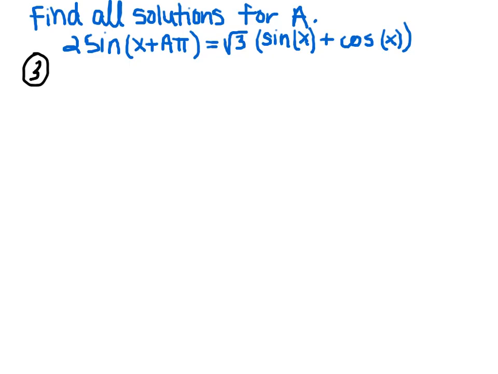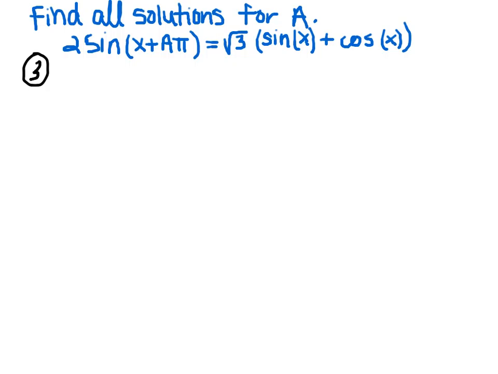First we want to see what side we are going to work with. The left side, we know that we can use the addition formula to separate that sine of (x plus a pi). And on the right, we have that square root of 3. We could just multiply it in, but we can't do much more with that. So let's work with the left-hand side first.